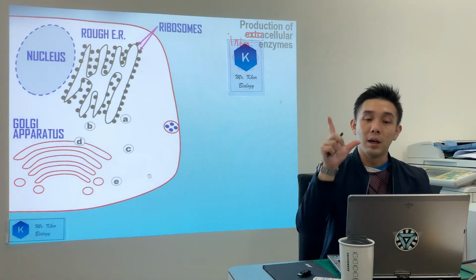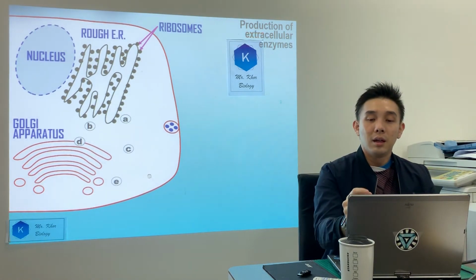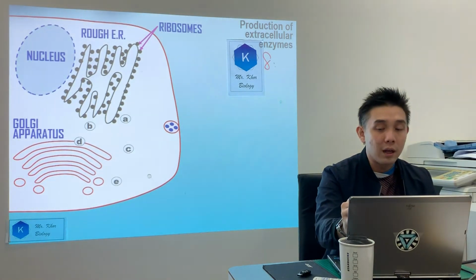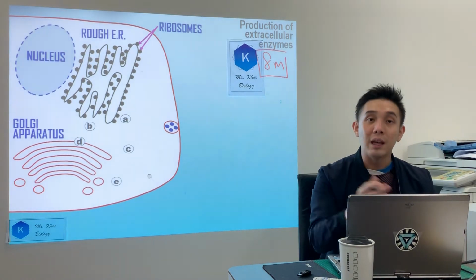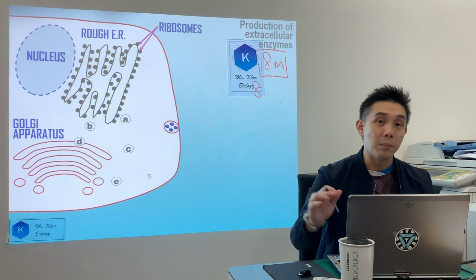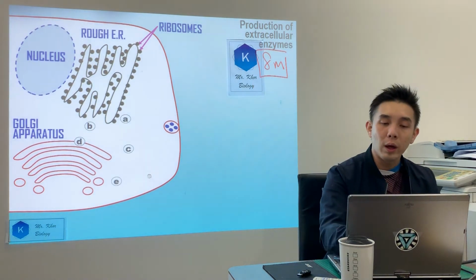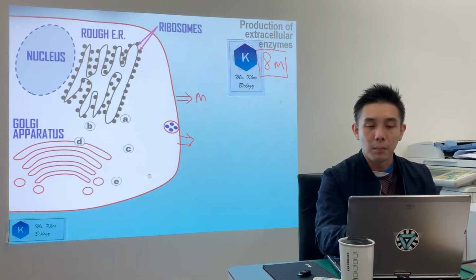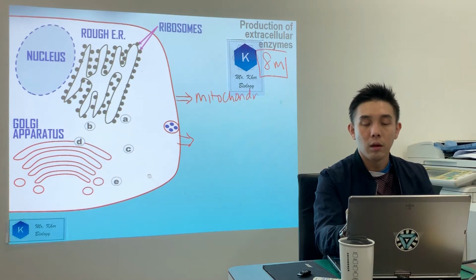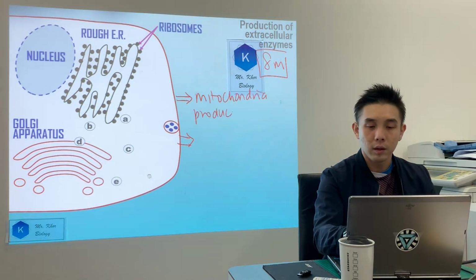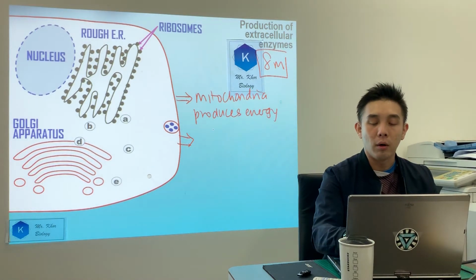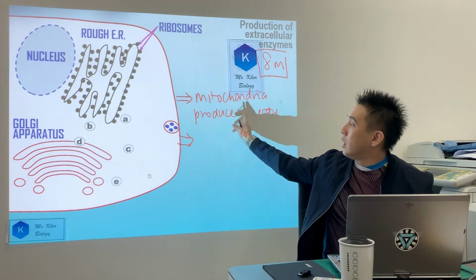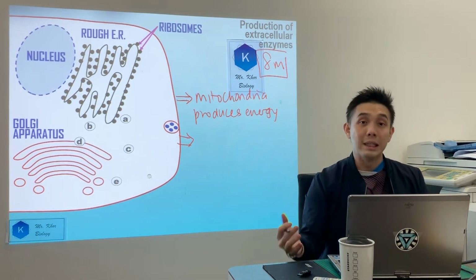Okay. Yang kedua, second thing, regardless whether intra or extracellular enzymes, let's say they ask a heavy 8 marks. Heavy 8 marks means you need about 8 points, or better still more. So the two extra points which you can talk about is number one, mitochondria, produces energy in the form of ATP for the process to occur.